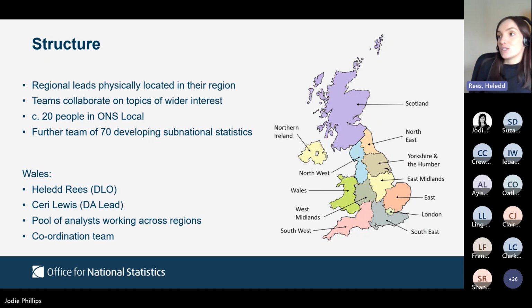And then in terms of our Wales resource, you've got me as your devolved liaison officer for Wales and a key contact for anything that you need from us. Then we've got Kerry Lewis, who is the ONS local lead across the devolved administration. She's got a really good idea of what commonalities there are across the devolved administrations. And then we've got the pool of analysts working across regions that I mentioned. They're a resource in the team that are intended to work across the different areas on pieces of analysis that people have requested. And we also have this coordination team led by Abby Davis, who assist with prioritising our requests from all the different regions.